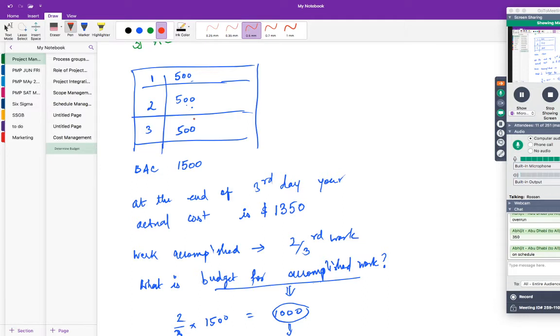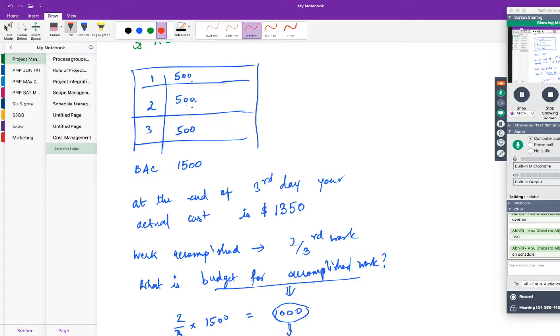2 by 3 is equal to 0.66666, so it will be 66.6%. Only that much you have completed, which means you are behind the schedule. You understand? So what is the schedule variance? Behind the schedule. So how many days are you behind the schedule? 1 day, right?